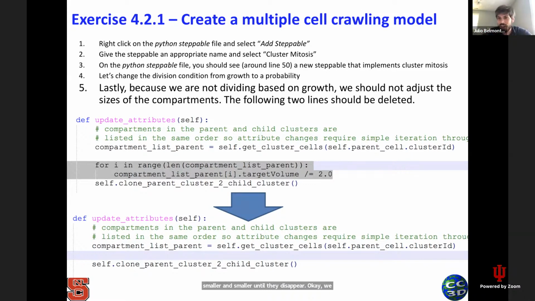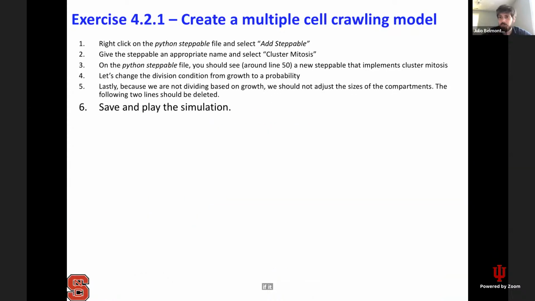So what's going on here in the update attributes, actually you don't even need this line here. It's just first fixing whatever parameters of target volumes. If you have a target surface, maybe you also need to adjust that. And then on this line here, you're just cloning one cluster to the other, the two offspring clusters. Okay. Is this making sense so far? If it is, please save and play the simulation and tell me if it looks right or not. Okay.